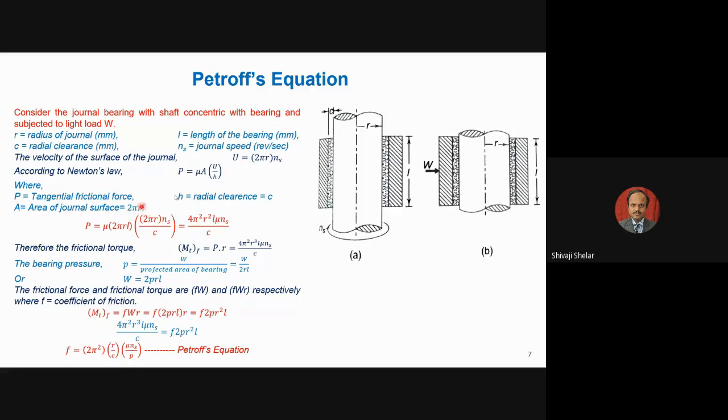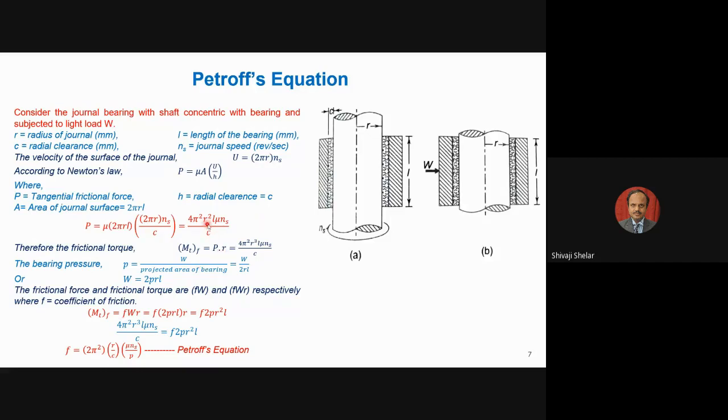So you can put all these values in this equation for P. We have mu, area equal to 2 pi RL, then u equal to 2 pi R into ns, and h equal to C. So we have the tangential force, that is the frictional force, 4 pi square R square L mu ns upon C. Then what will be the frictional torque acting on this shaft? Frictional force multiplied by radius gives the frictional torque. So the frictional torque acting on the surface, opposing the motion, is equal to P into R.